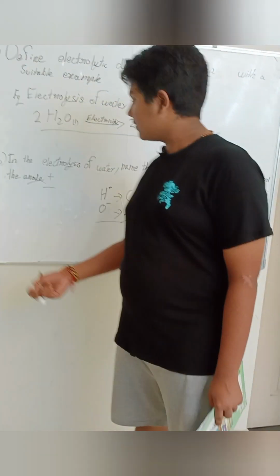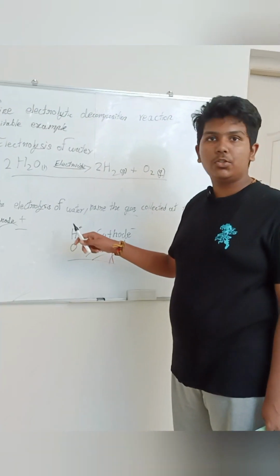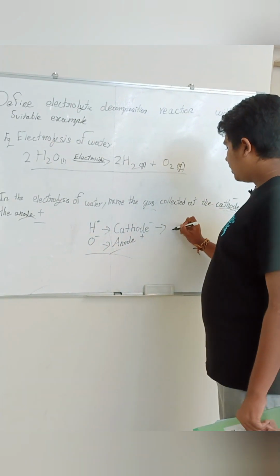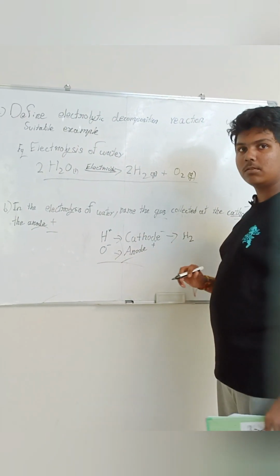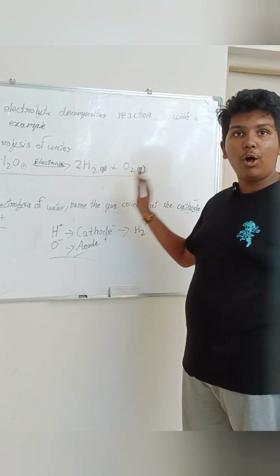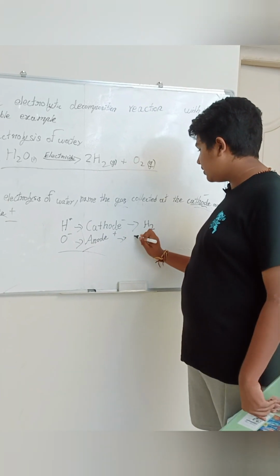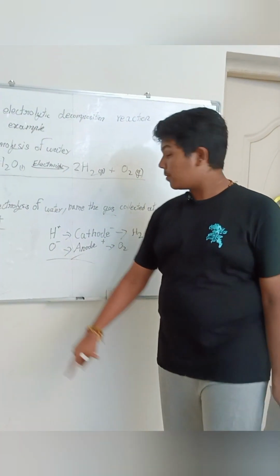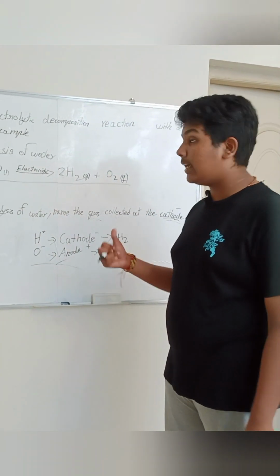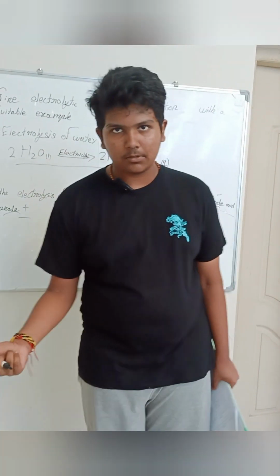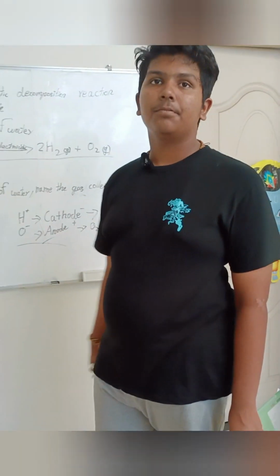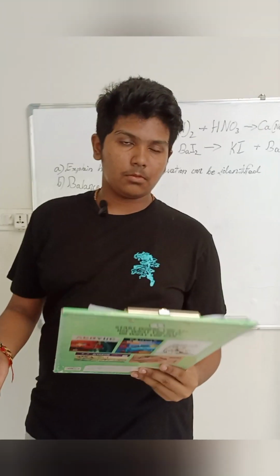The gas formed here, this H plus has to join with another one, no? So it forms H2 gas. As for the anode, this ion will join with another oxygen, so the gas present here is O2. So the gas formed at the cathode is hydrogen, and the gas formed at the anode is oxygen. Hence we found the gases which are collected at these two electrodes. Now the next question.